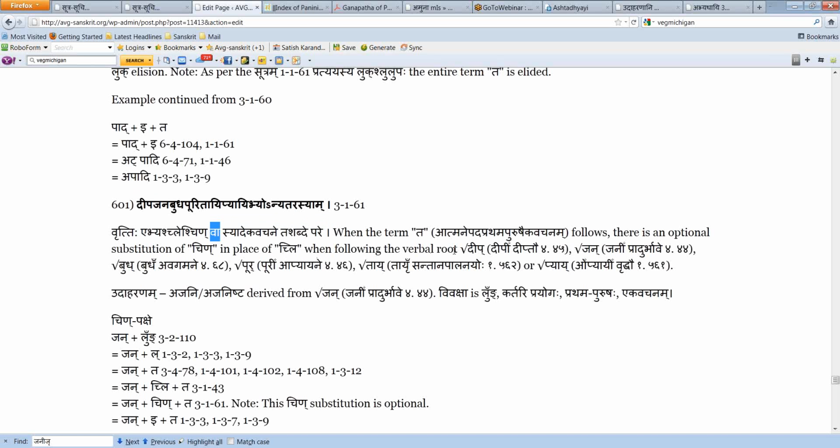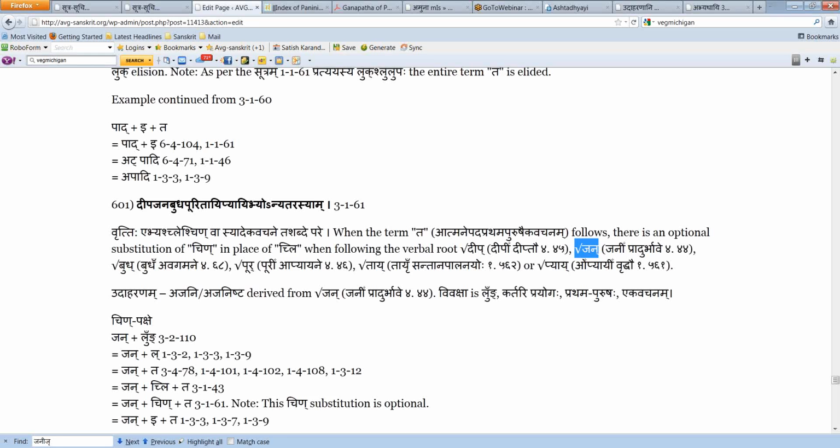When following the verbal root, either Deep, Jana, Buddha, Puri, Apyayane, Taya, or Pyaya. Let's take only one example, the famous dhatu Jan, with forms Samajani or Ajani, meaning someone was born. Right now we are not talking about Bhava Karmanoho. We are talking only Kartari.